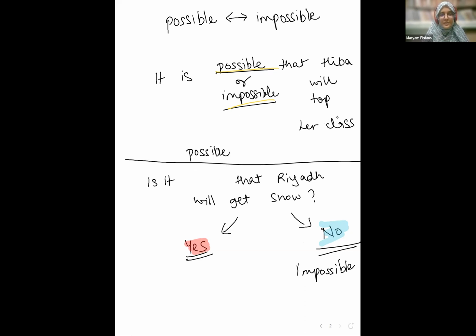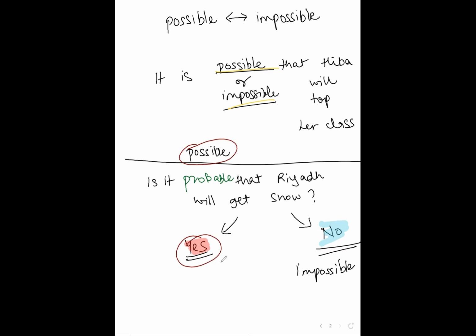My question now is, is it probable that Riyadh will get snow? Probable means something that is likely to happen. No. Very good. In my first question, when I asked you about possibility, you said yes, it is possible, right? I mean, it's not impossible. Therefore, it is possible. So possible, yes, but probable, no. It is not probable.